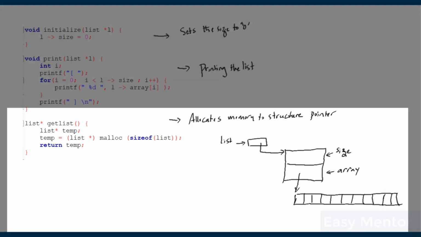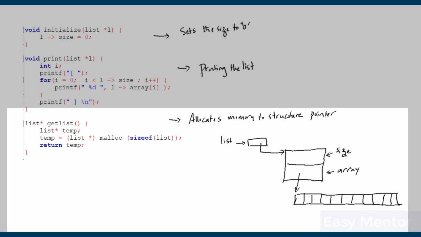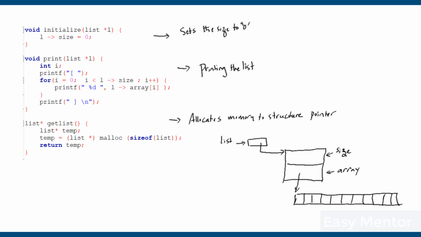GetList is a helper function that I have to allocate memory to the structure that contains my array and the size. So you can represent this diagrammatically as follows. You have a pointer to the structure which has the size as one of the elements, and then we also have an array represented by the address of the initial element of the array. So the structure has a size and the initial address of the array, and all my functions accept the address of the structure. Instead of having to copy the entire structure with the array, I just pass along the address of the structure to all my functions.